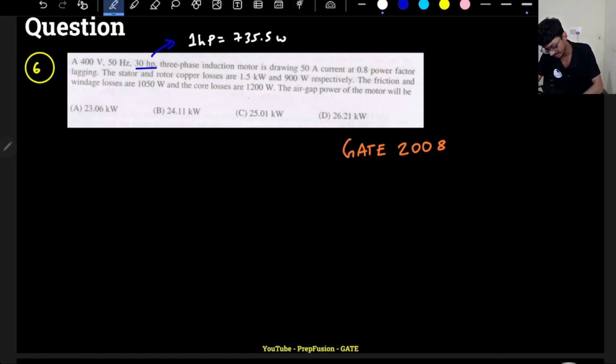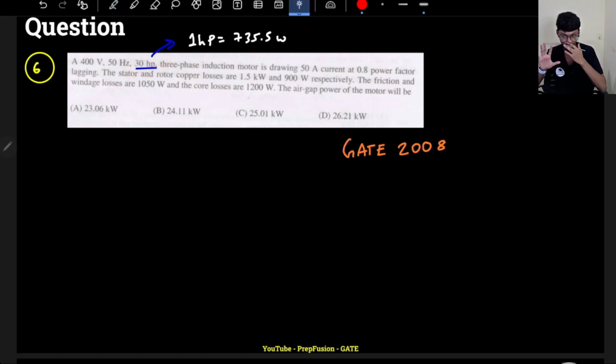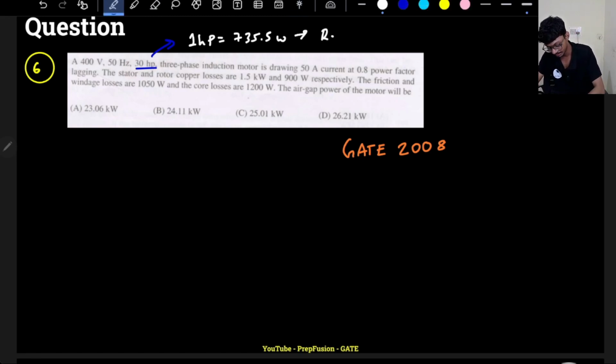So this is the rating. Whenever they are giving the power, rating means the output. This we have discussed in DC machines. Rating means the output power, rated output power.